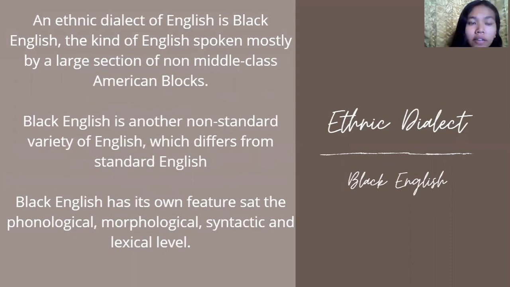An ethnic dialect of English is Black English, the kind of English spoken mostly by a large section of non-middle-class American blacks. Black English is another non-standard variety of English, which differs from Standard English. Black English has its own features, set at the phonological, morphological, syntactic, and lexical level.